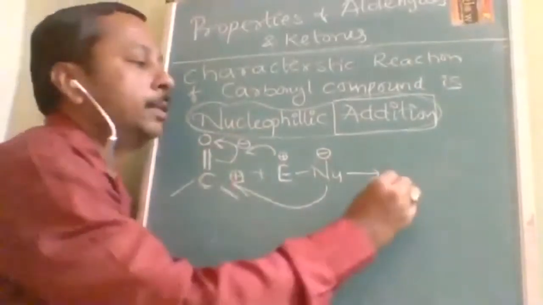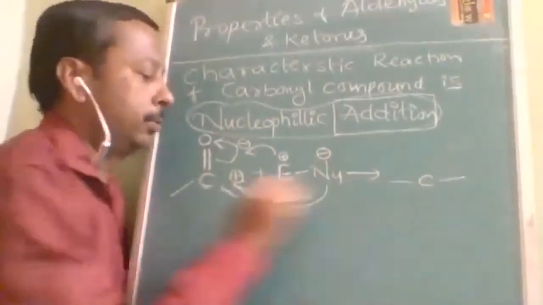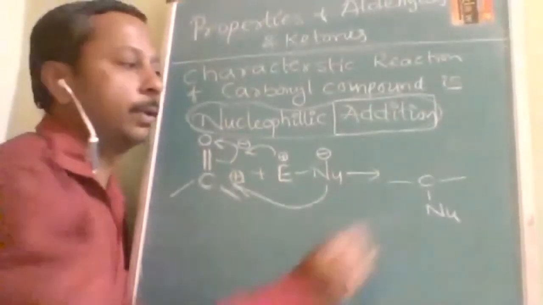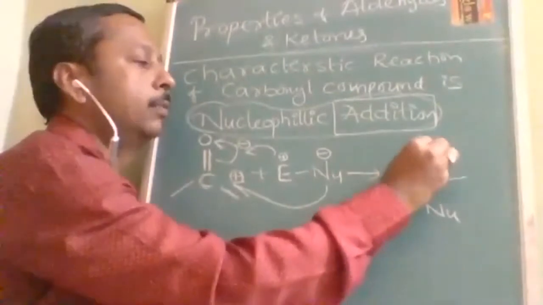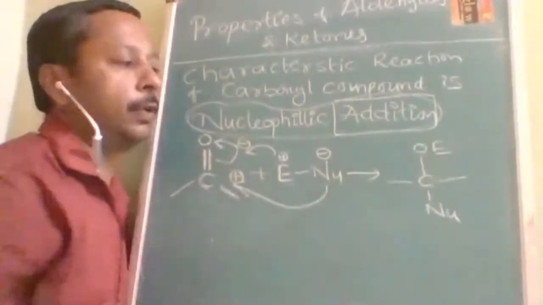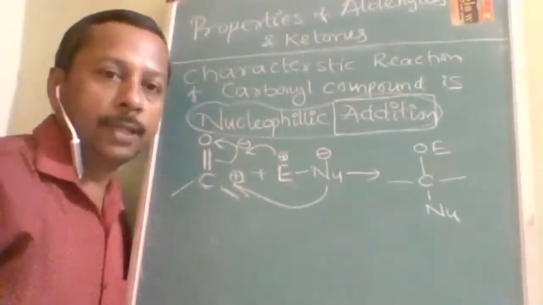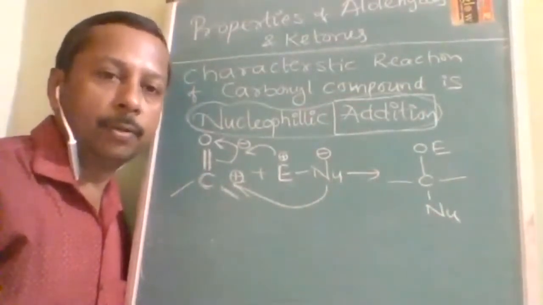So immediately the nucleophile will come over here and the electrophile will go here. As a result, the product is going to have the nucleophile attached on this carbon, and on this oxygen the electrophile will be attached. So this is the product. This is the general mechanism. If you understand the general mechanism, you will be comfortable.